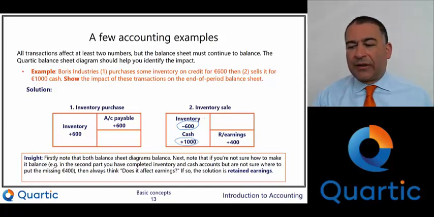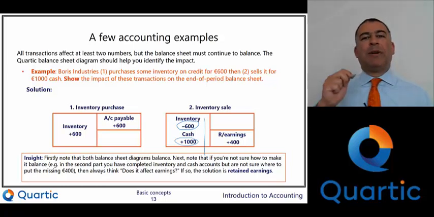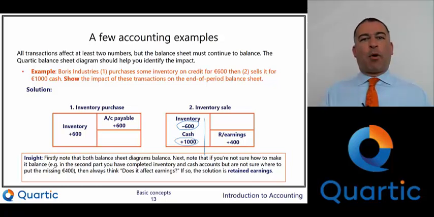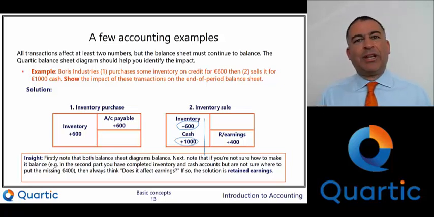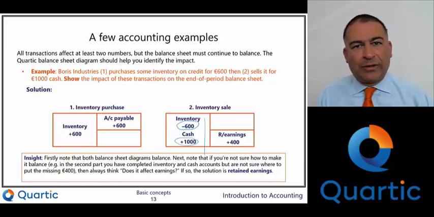So on the assets, you can see that they've gone up by 1,000 from cash, but down by 600 on inventories. And overall, that's because they made a profit. The company's made a profit. Boris had revenues of 1,000, and costs of 600, and therefore gross profit of 400. Where does that go? Assets are up by 400.